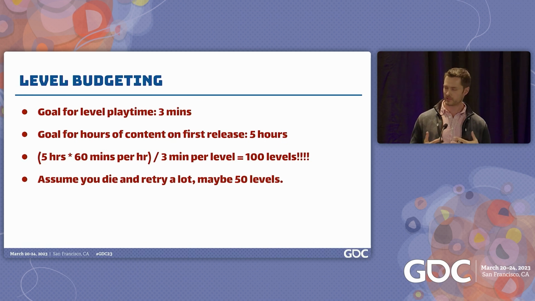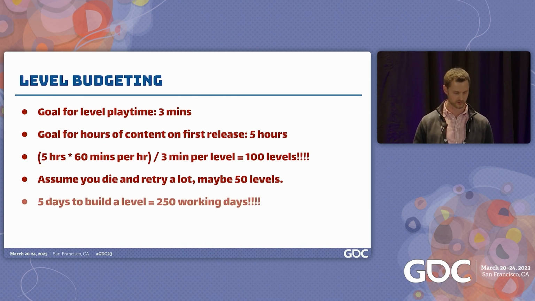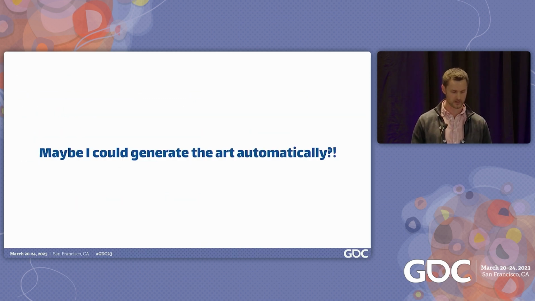But really, probably more like 50 levels, right? Because the player's going to die occasionally, and they're not going to just play through every level one after the other. But literally, it was taking me 5 days to build a level because of my crappy 3D art skills and because this was just a really slow process. So obviously, with 5 days to build a level, you've got like 250 working days to finish just the levels. So this was not feasible. And I started to think, what other solutions are there for solving this? And then I thought, maybe I could generate the art automatically.